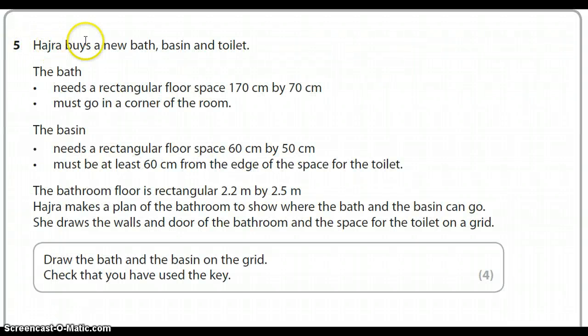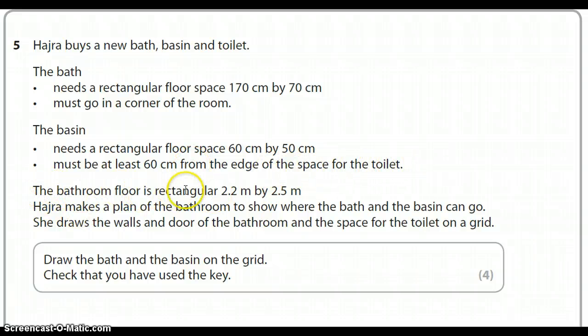Number 5. Hadra buys a new bath, basin and toilet. The bath needs a rectangular floor space, that many cm by that many cm, must go in a corner of the room. The basin needs a rectangular floor space that many cm by that many cm. Must be at least that many cm from the edge of the space for the toilet.